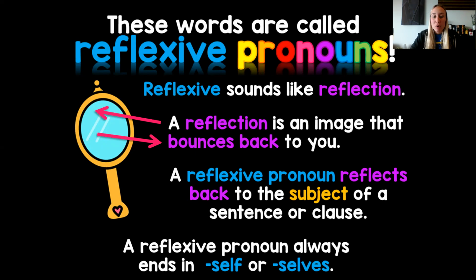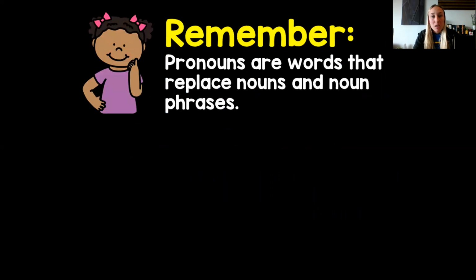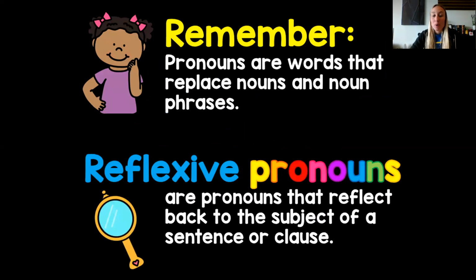So a reflexive pronoun is always going to end in either self or selves. That makes it really easy to find a reflexive pronoun in a sentence. Okay, so you're looking for a word that ends in self or selves. Now remember from last week, a pronoun is a word that replaces a noun. So for example, instead of saying the teacher wrote on the board, you could say she wrote on the board. Okay, so that is a pronoun. A reflexive pronoun reflects back to the subject of a sentence.